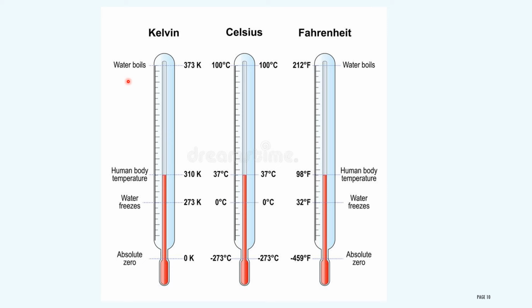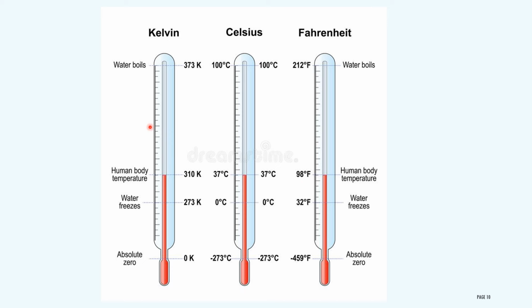Then boiling point of water: on Kelvin 373 Kelvin, on Celsius 100 degrees Celsius, on Fahrenheit 212 degrees Fahrenheit. Then human body temperature: on Kelvin 310 Kelvin, Celsius 37 degrees Celsius, then on Fahrenheit 98 degrees Fahrenheit.